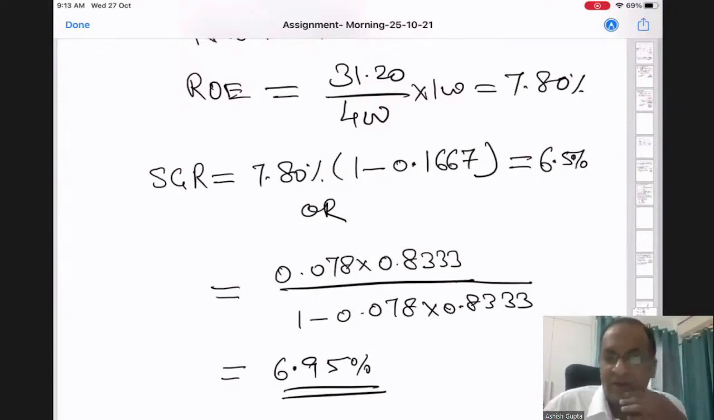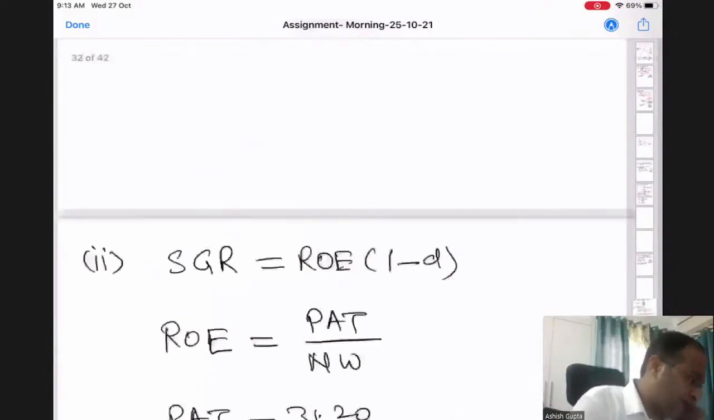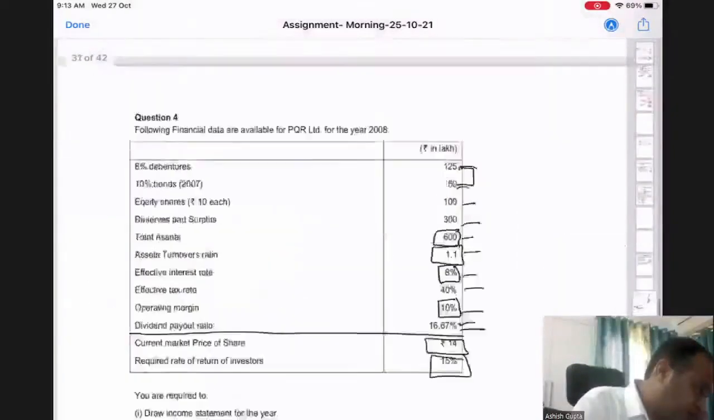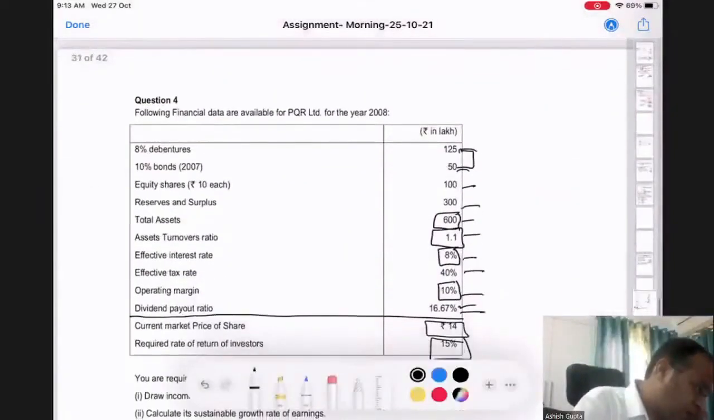Sir, what is effective interest rate? Let us see here. Effective interest rate means, if we go by the question, you see here. Now the debentures have been issued at somewhere around 8%. Okay, the bonds have been issued at around 10%.